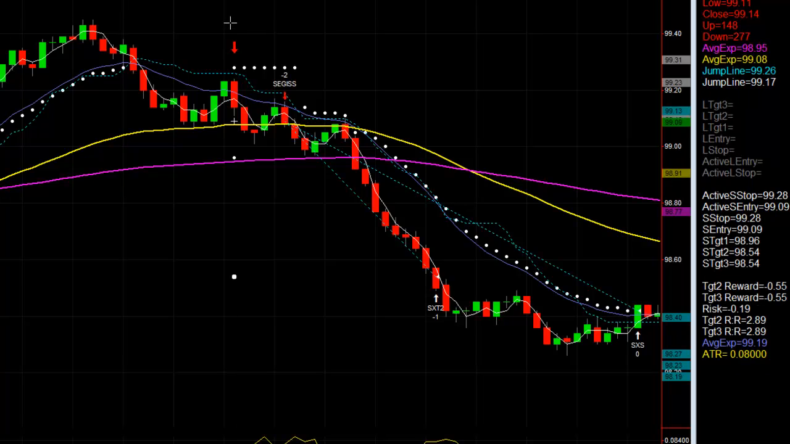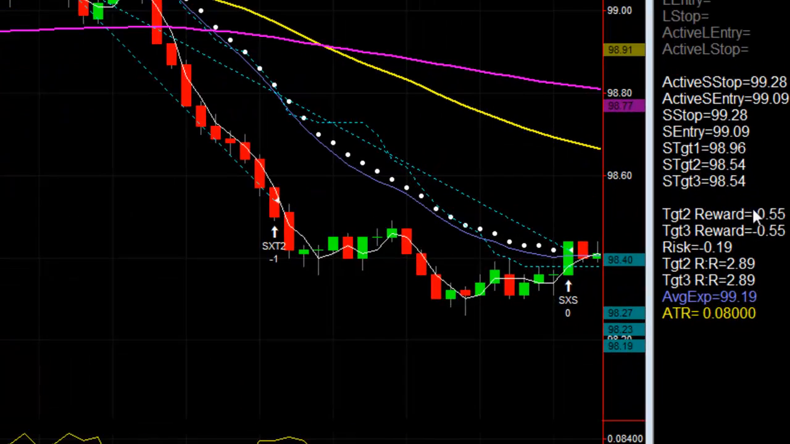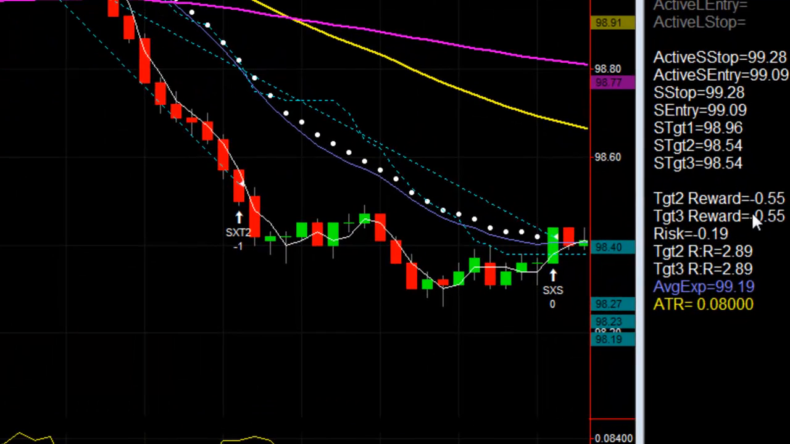Not only that, but the new Pro Plus comes with this great set of information here where you can instantly see how much is your risk, what is your reward, and what is your risk to reward ratio to our fixed target. Now target 3 I'm not using, so I just hide it at target 2. But it's a 2.89 risk reward ratio. This is pretty darn good. Almost 3 to 1. Risking 19 cents to make 55 cents.